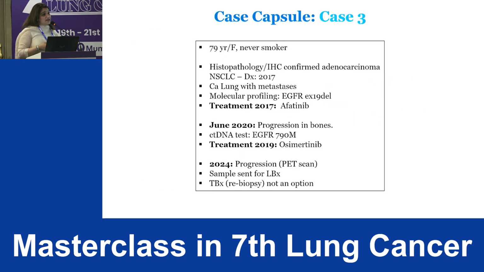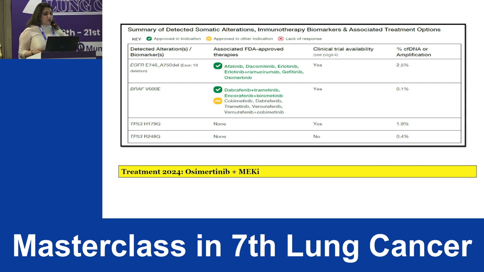And last case, 79-year-old female, non-smoker, upfront EGFR del 19, started on afatinib, progressed. This was at the peak of COVID. We didn't even attempt doing a rebiopsy. EGFR T790M, started on osimertinib. Progressed again, sent it for a sample. Rebiopsy was not an option. And what we saw over here was that in addition to the EGFR mutation, this was her original del 19 mutation, she had acquired a V600E.